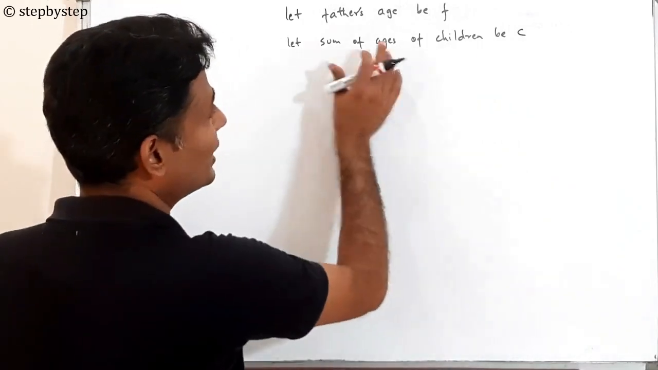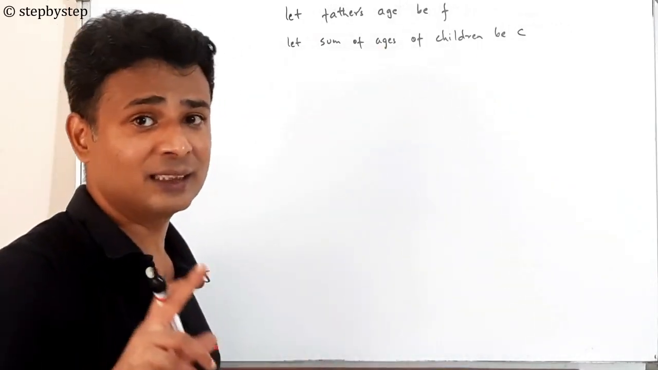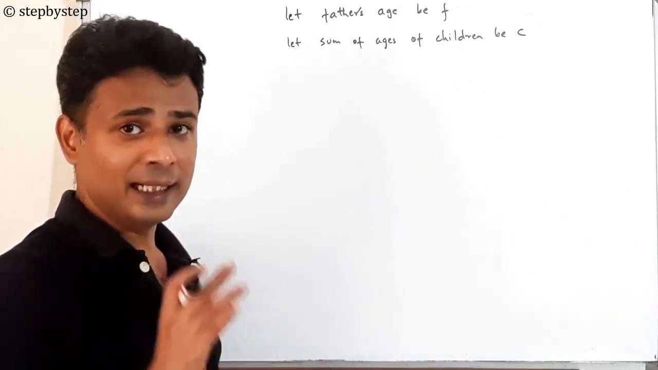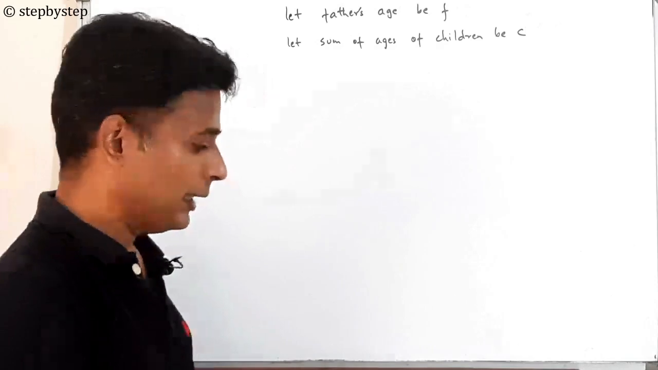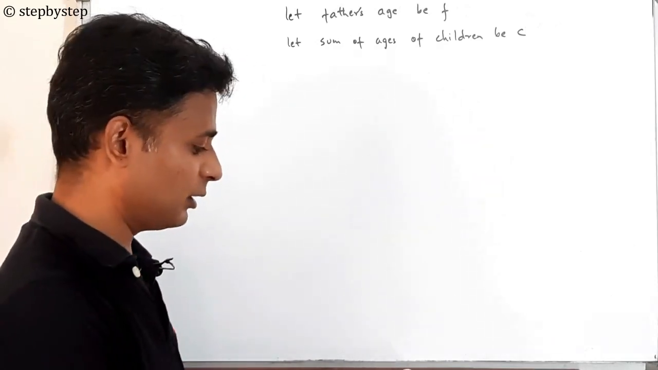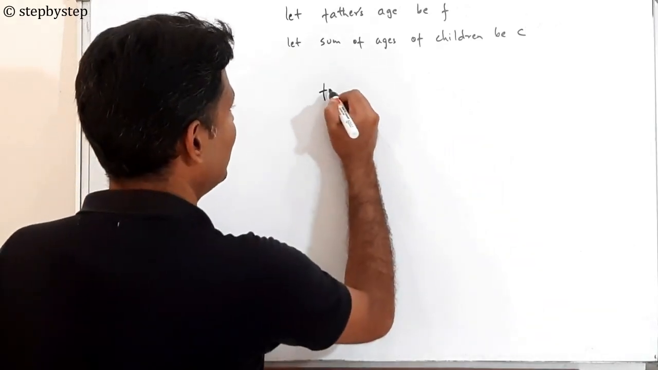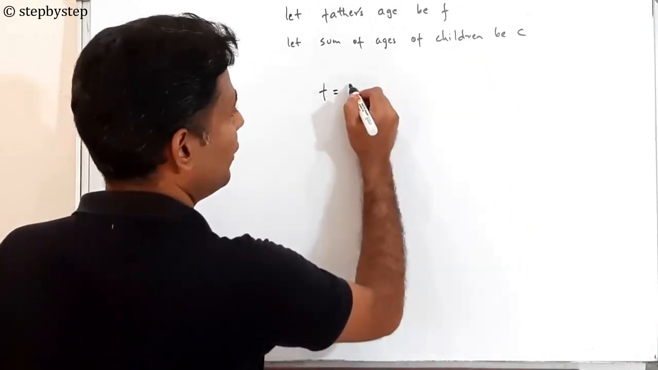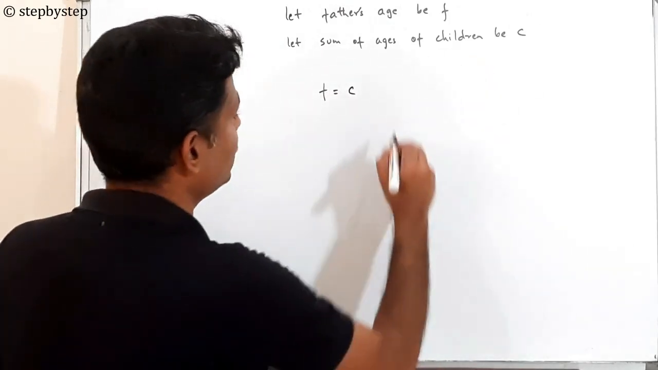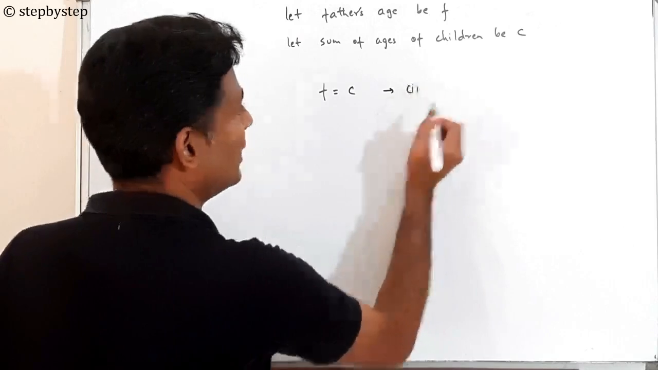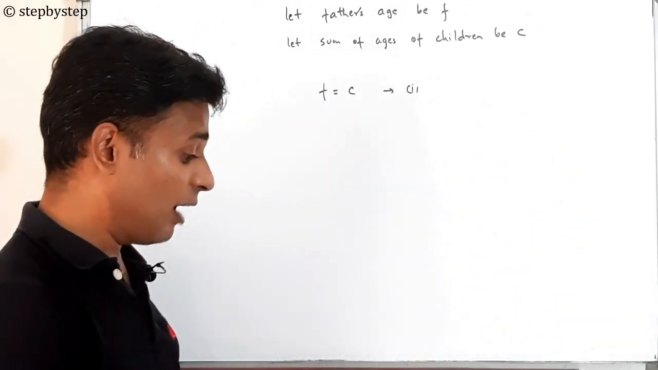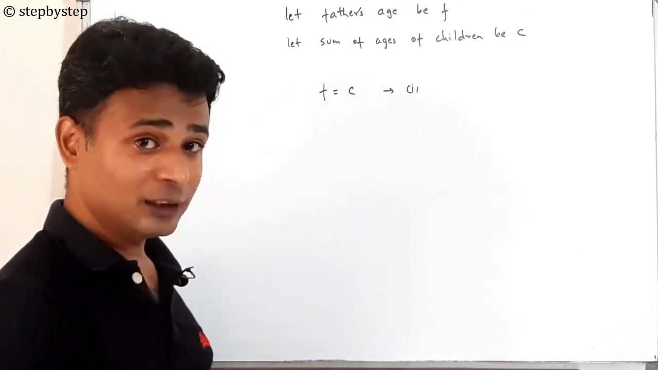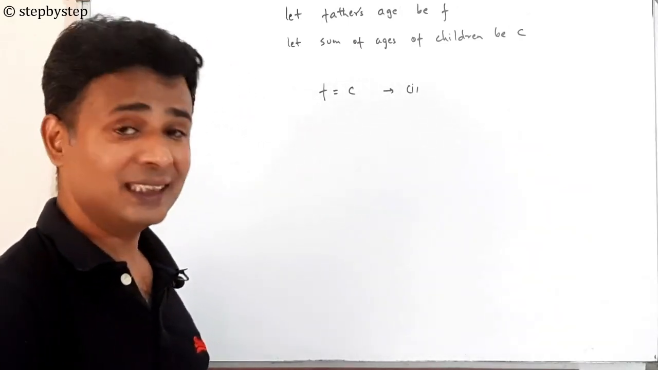So here this is what you have to remember. You will not take C as age of one child, you will take it together, like sum of ages of children as C. The age of father is equal to the sum of ages of his 5 children. So age of father equal to sum of ages of his 5 children. So F equal to C. So we can use substitution method in this because it's very simple. Now what have they given? After 15 years, sum of ages of children will be twice the age of father.